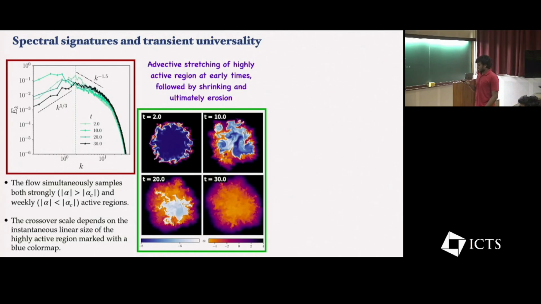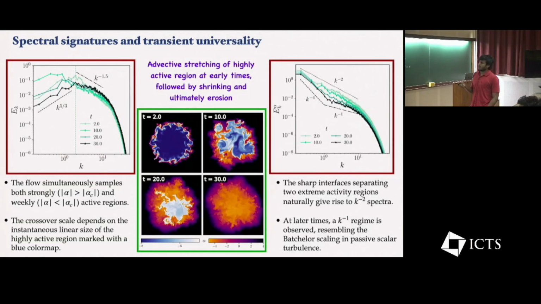We can also look at the variance spectrum of the scalar field. Initially, you see k to the power minus 2 scaling, which you in general expect to see because of the interface; there is a discontinuity. And as the flow evolves, two scaling regimes emerge. One is k to the power minus 4 at small k, which means the field is becoming smooth at the larger scales. And then you see a k to the power minus 1 kind of scaling, which will depend on the Schmidt number that you use. This is reminiscent of Batchelor scaling in passive scalar turbulence.